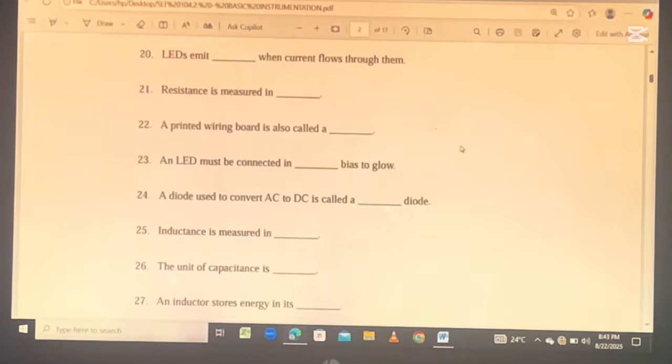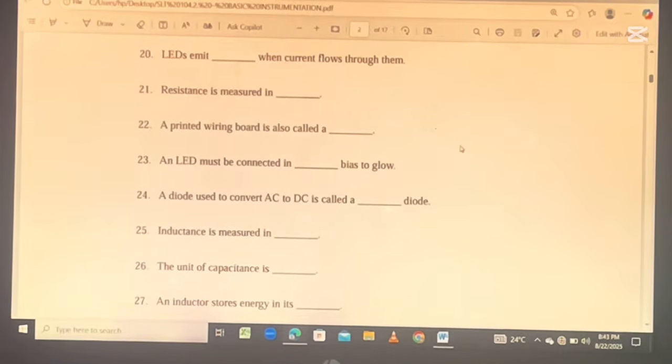All right, the next question, number 24: a diode used to convert AC to DC is called a rectifier diode. Remember, rectification is the process of converting AC to DC. So that diode that can convert AC to DC is called a rectifier diode.